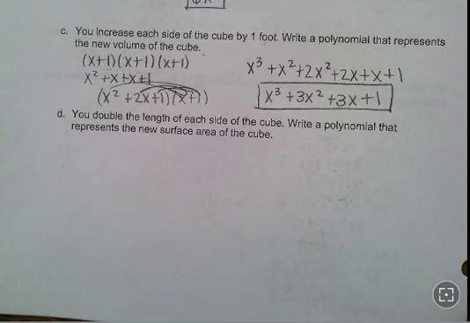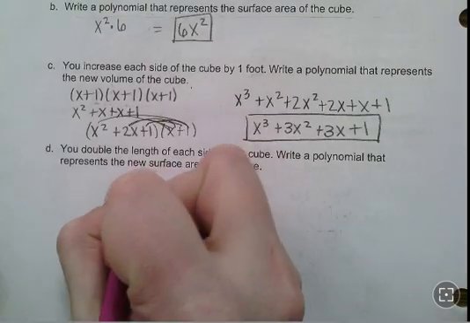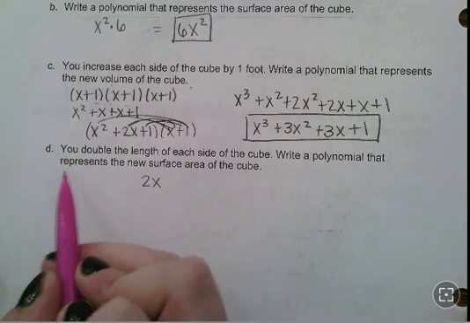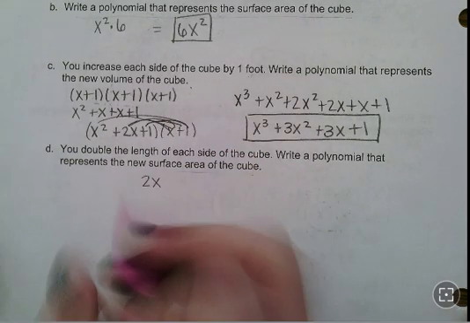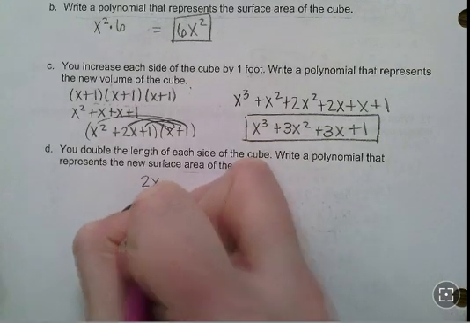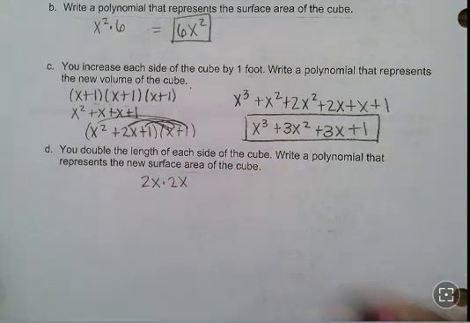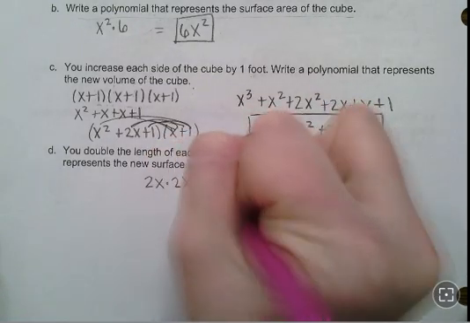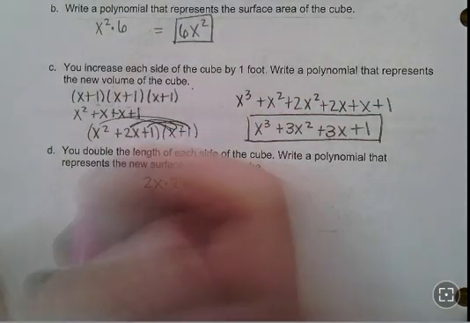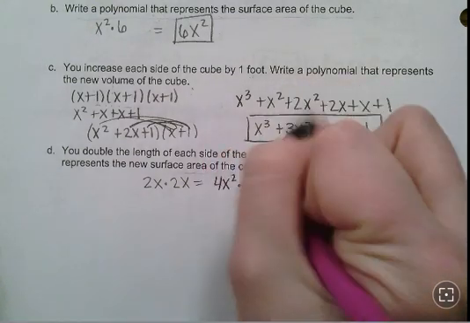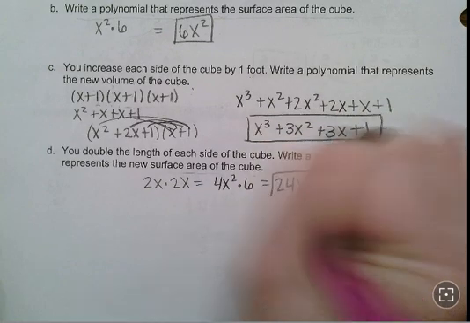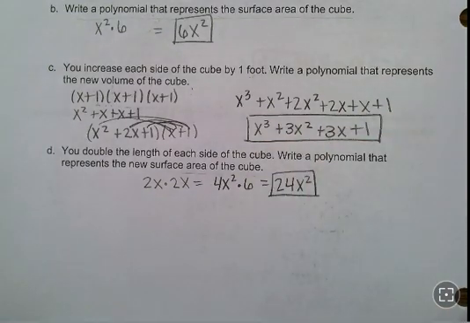You double the length of each side of the cube. So now instead of increasing by 1, we're going to double the length. So that means that now the lengths are 2x. Write a polynomial that represents the new surface area. Well, if each side is 2x, the area of one of the surfaces would be 2x times 2x, which would be 4x squared. But there's 6 faces of that, so we multiply that by 6, which gets us to 24x squared. That's the new surface area.